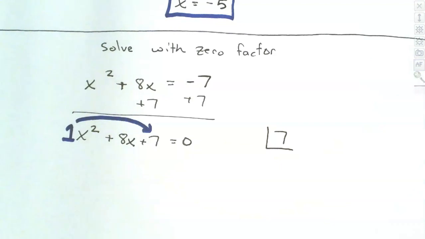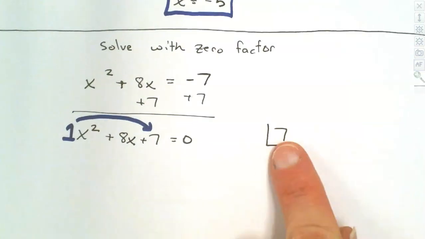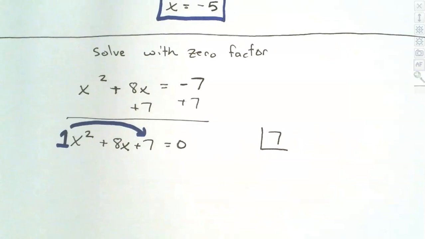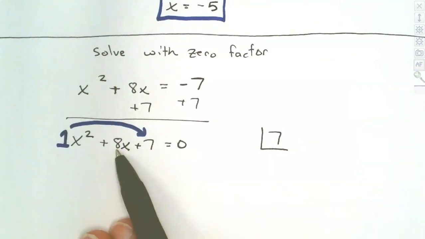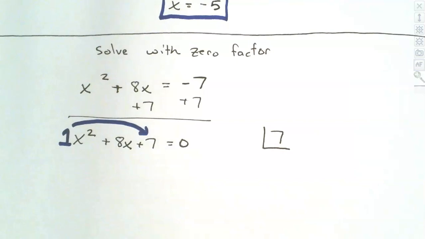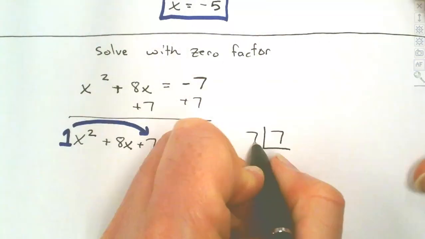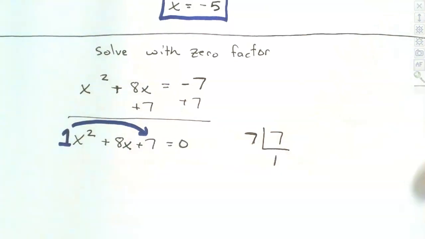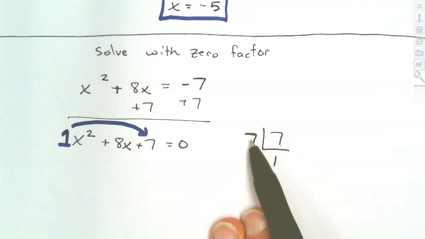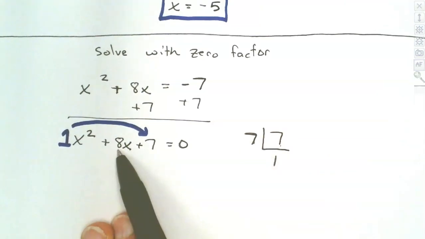Now, what we want is we want two numbers that multiply together to give me the 7 in the box here, add together to give me 8 in the middle. So what two numbers would multiply together to give you 7, add together to give you 8? Okay, yep, and I always write the larger one first, 7 and 1, right? Because 7 times 1 is what? 7 in the box. 7 plus 1 is what? 8 in the middle.